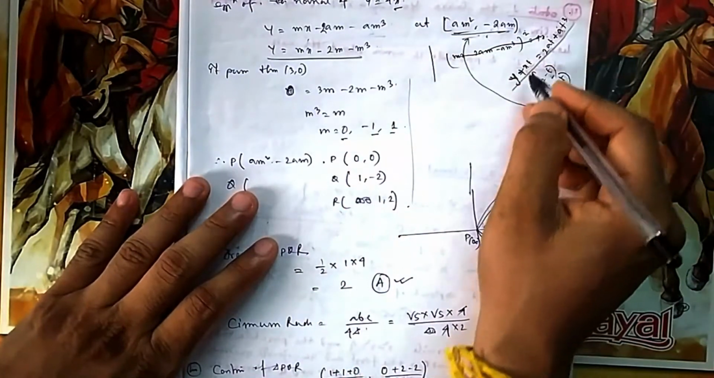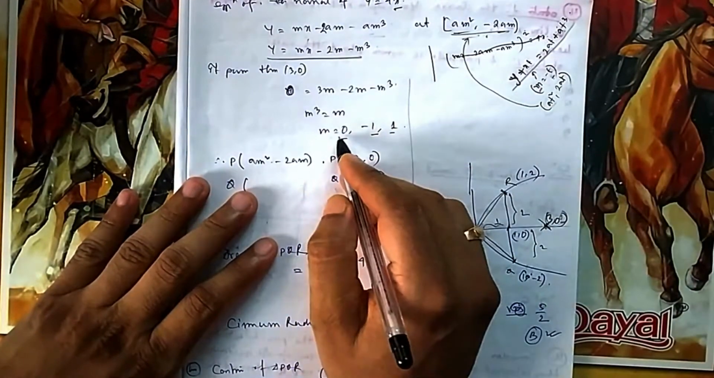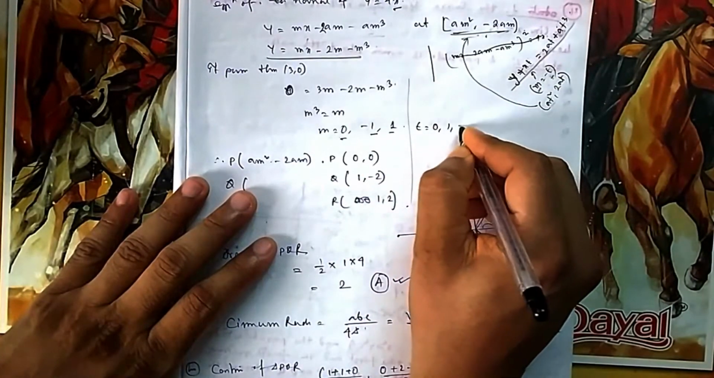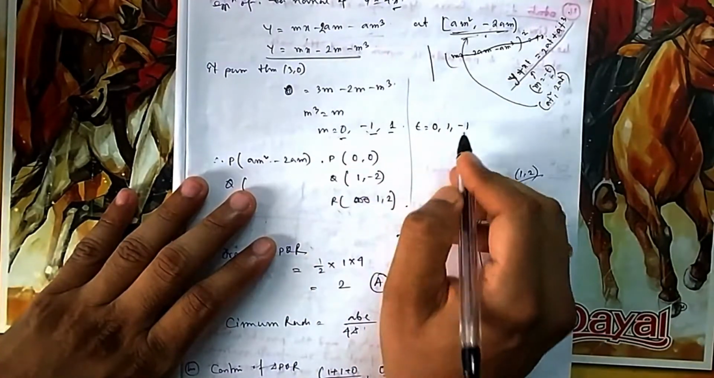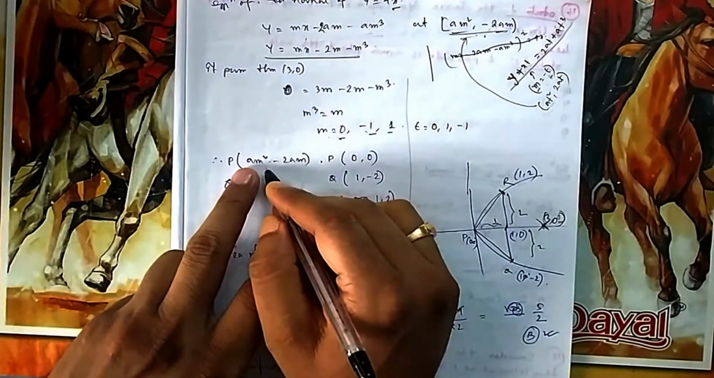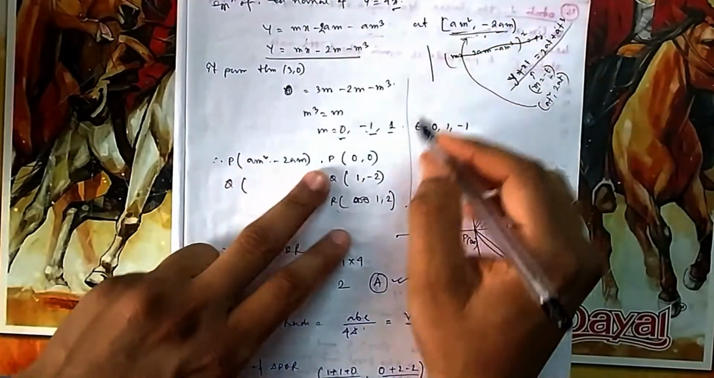Knowing m means, if you write it in t, then you are knowing t. So if someone solves this question with t, he will get it this way: t is 0, plus 1, minus 1. So if you put the point and put it in terms of m, here you will put, so you will get it this way.